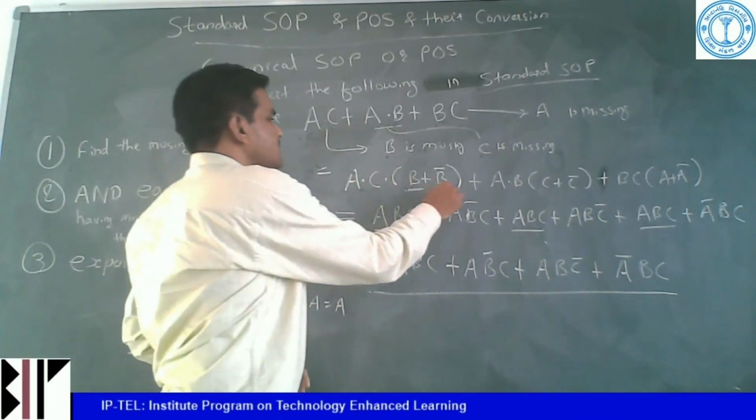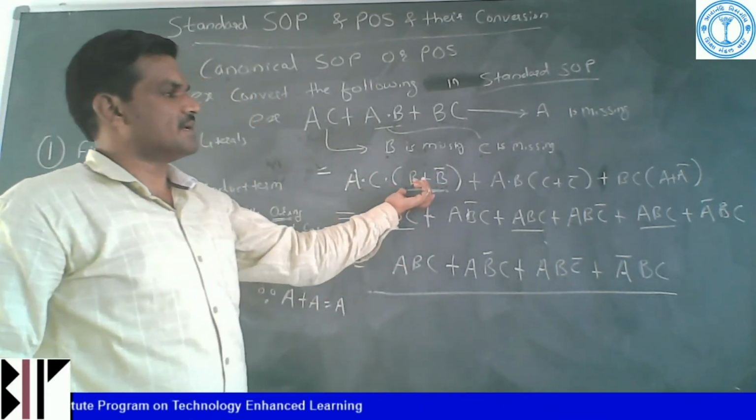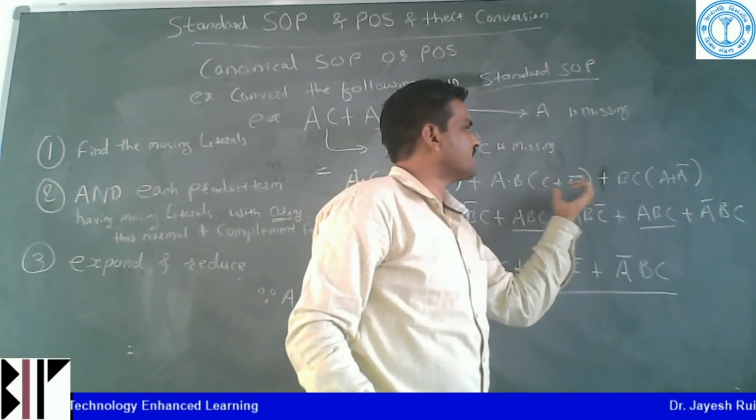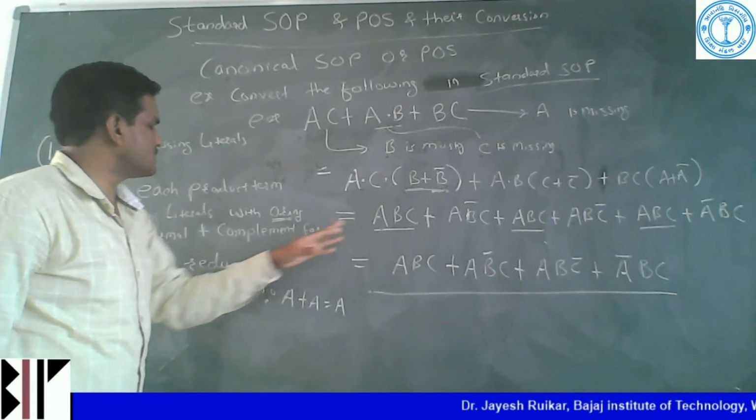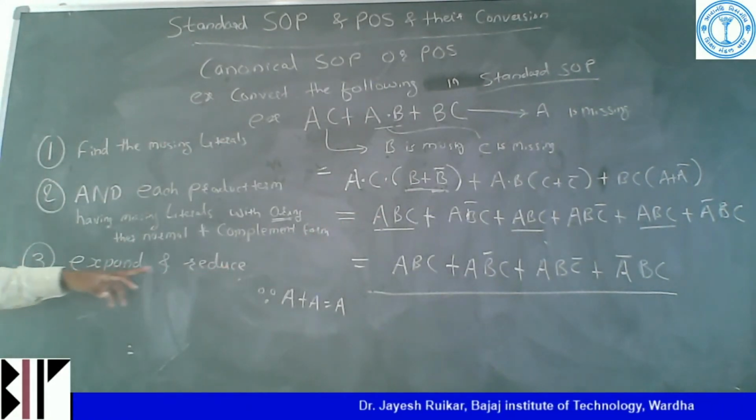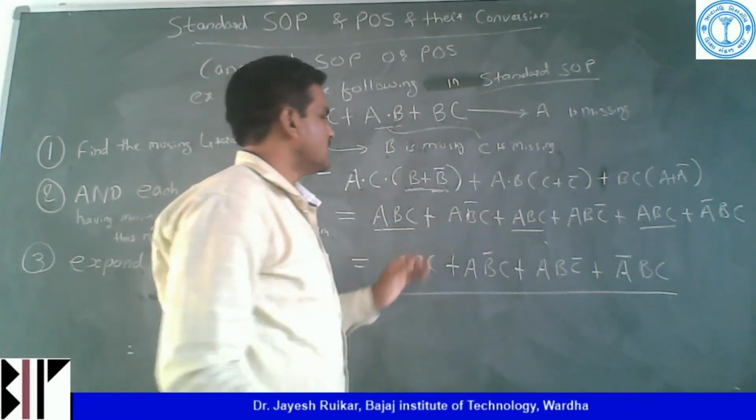So here B is missing, so B plus B bar I have multiplied. C plus C bar I have multiplied with this term, and A plus A bar I have multiplied with this term. Now you have to expand. The third step is expansion and then reduce. So expansion is there and then reduction.